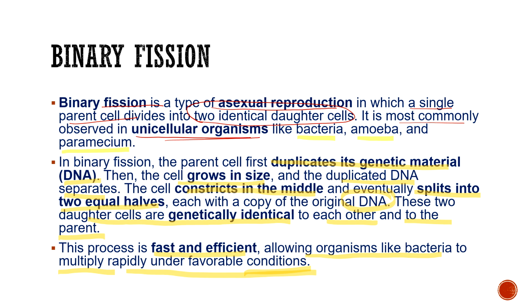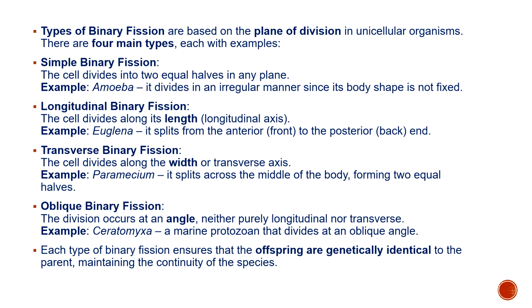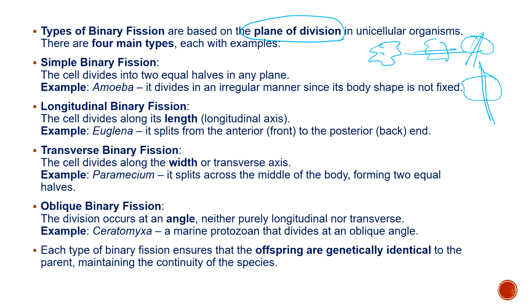Okay, so what are the different types of binary fission? When we come to the different types of binary fission, they are always classified on the plane of division. When an organism like amoeba is dividing, if it is dividing on this plane, or on that plane, that is its plane of division.